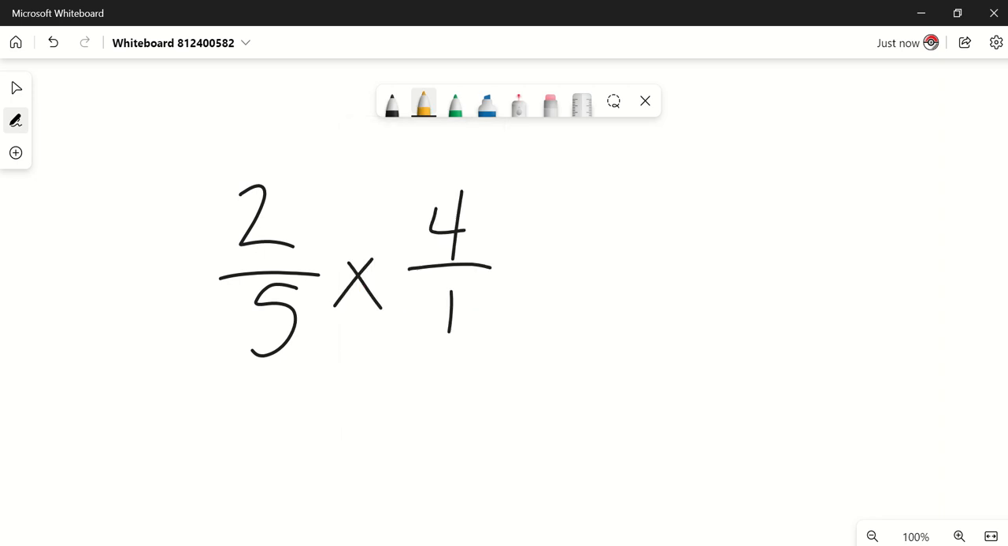But let's go ahead and multiply straight across. 2 times 4 will equal 8. 5 times 1 will equal 5.